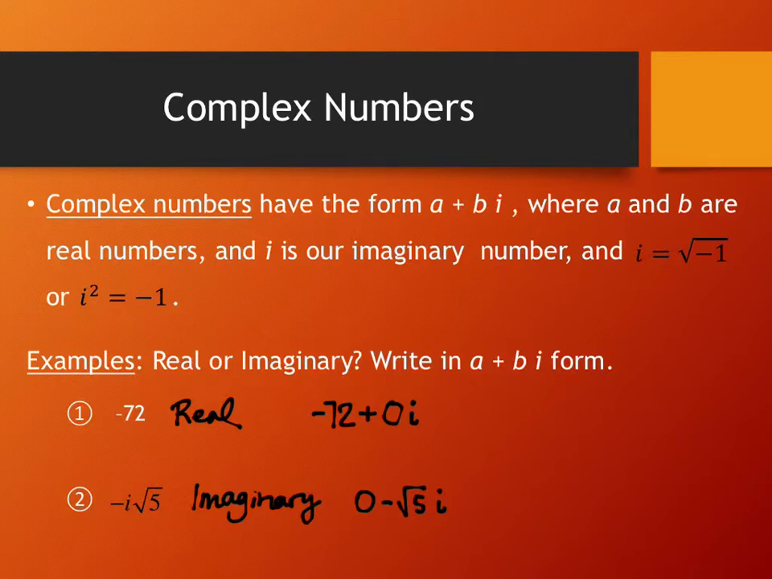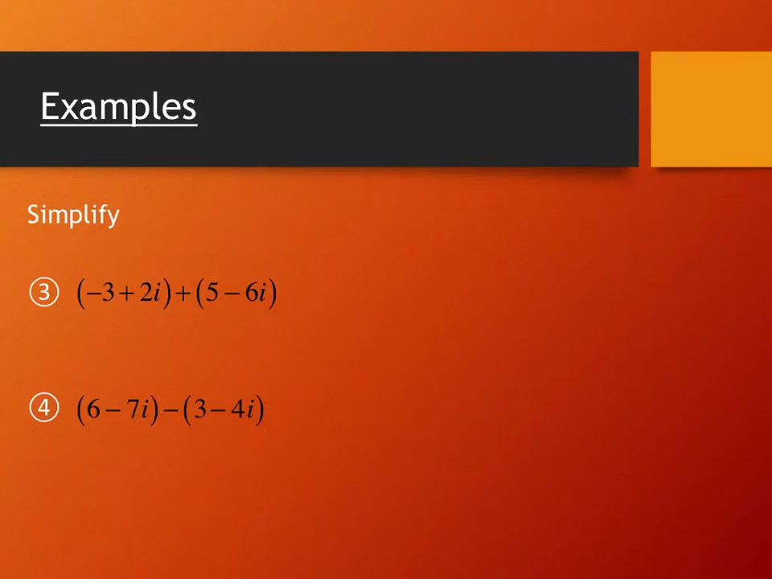Simplifying, which is where we're going next, with imaginary units, it's really easy. Simplifying looks a lot like working with variables. We combine like terms. So -3 plus 2i plus 5 minus 6i. The real parts, -3 and 5, can be combined to give me a 2. The imaginary parts, 2i and -6i, can be combined to give me a -4i. Easy, right?